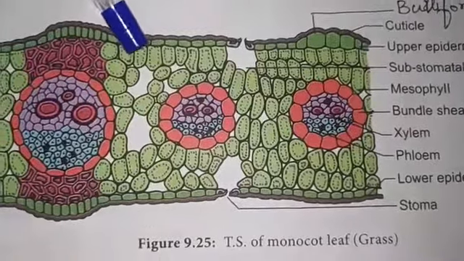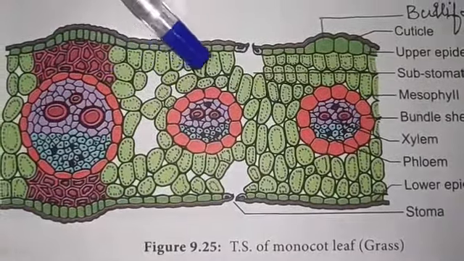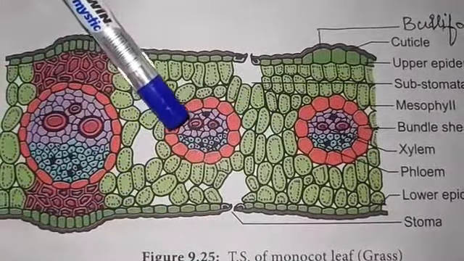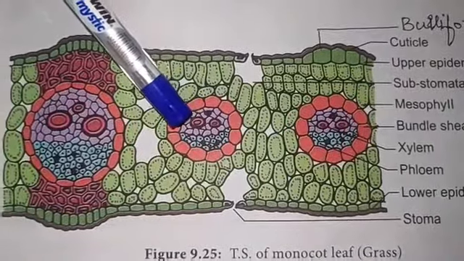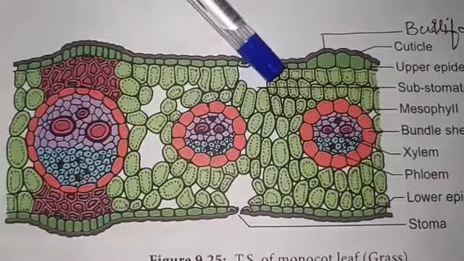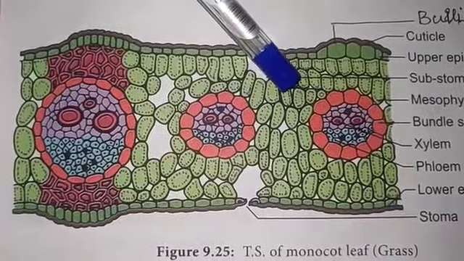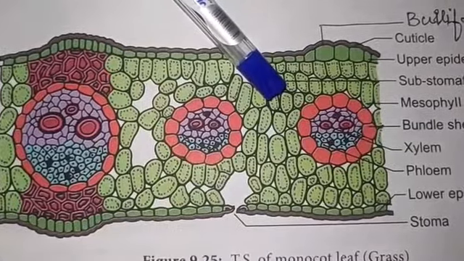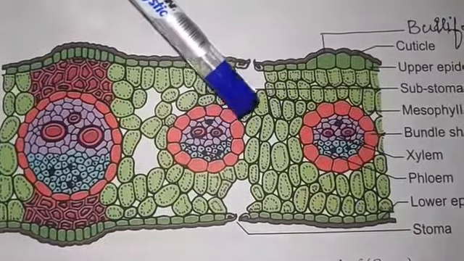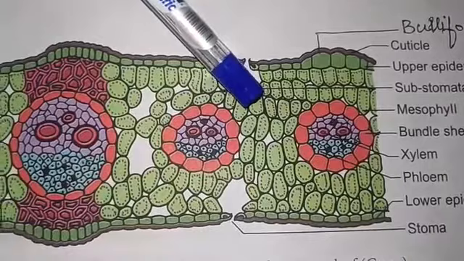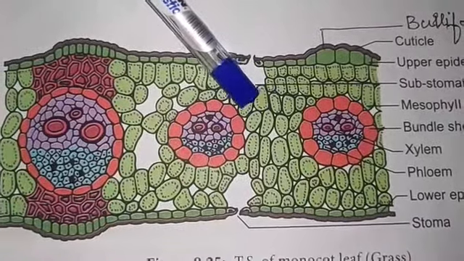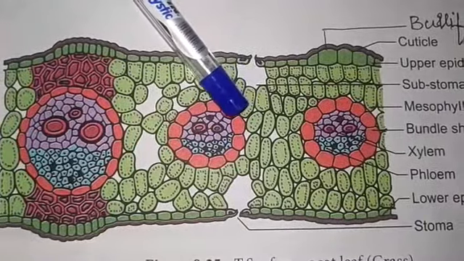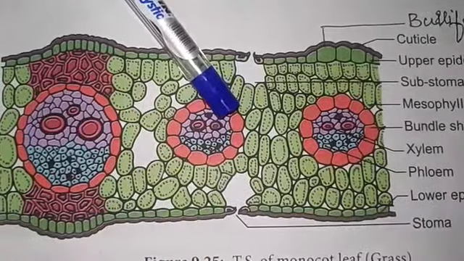The next, mesophyll. The middle part of the leaf is called the mesophyll, which is present between the upper and the lower epidermis. Here the mesophyll is not differentiated into palisade and spongy parenchyma. So the grass leaf is an isobilateral leaf. If the mesophyll is not differentiated into two different types of tissues, it is called an isobilateral leaf. Iso means single. Both the sides are having a single type of tissue, called isodiametric or isobilateral leaves.